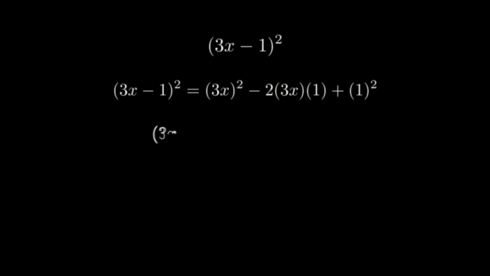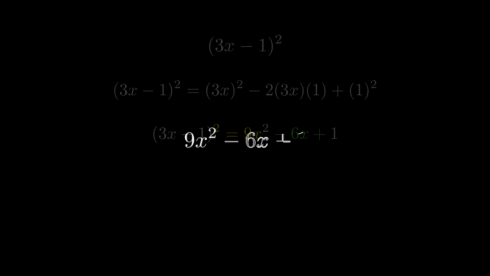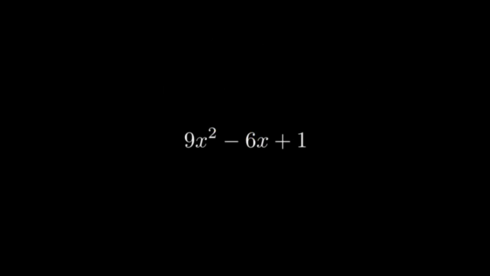Now that we've calculated each term, we can combine them to find our expanded expression. Substituting all our results into the formula gives us (3x - 1)² = 9x² - 6x + 1. This is our fully expanded result. We've transformed the compact form (3x - 1)² into a standard polynomial, 9x² - 6x + 1. Each term represents a different power of x: x squared, x to the first power, and a constant term.